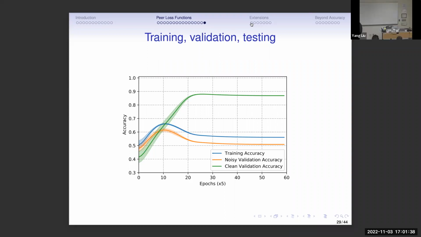The volume is relatively small, so I don't fully capture the question. But if you're referring to this figure, first of all, this figure is generated on synthetic data. So these are synthetic noisy labels generated by flipping. This is not real human noisy labels. That's the first thing. And I don't capture the second question. Are you asking why the training accuracy and the noisy validation accuracy are really similar, if that was your question?